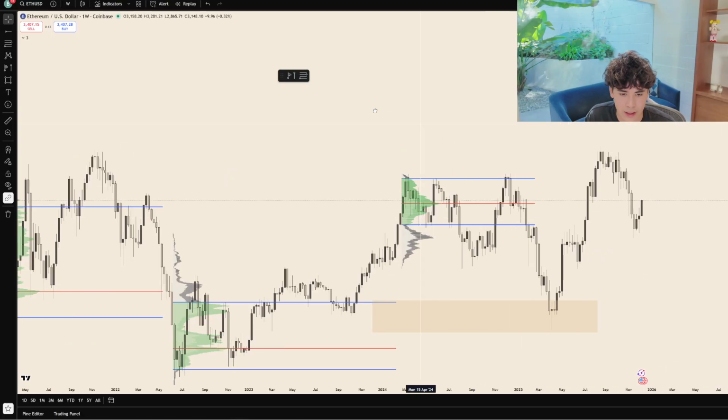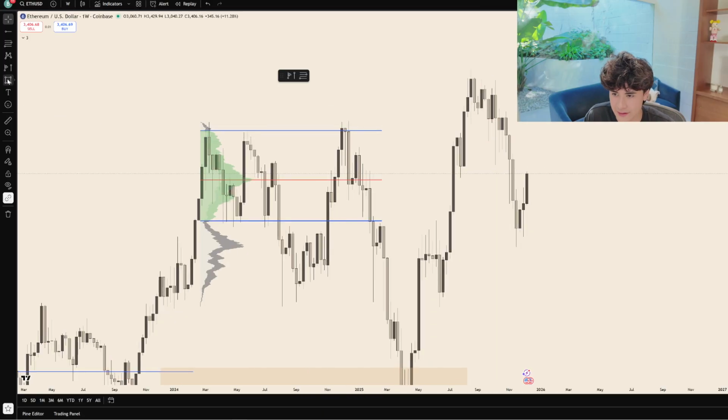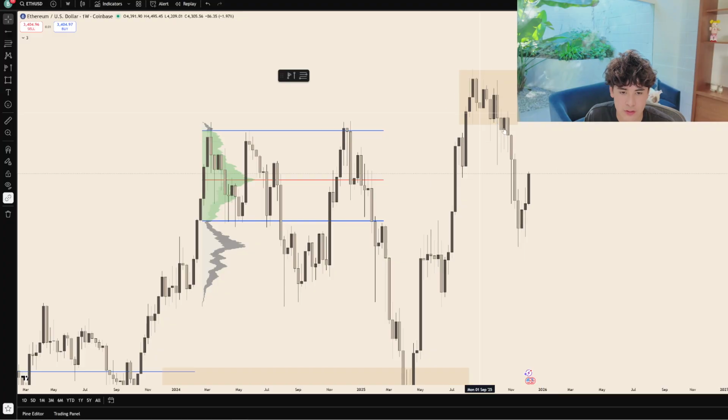Same thing right here, we have our value area high where price was tested above it, which it failed to close. We had some pretty weak candles up here, and then price ultimately fell back under the value area high before moving downwards.